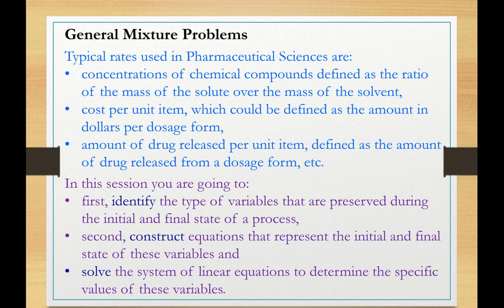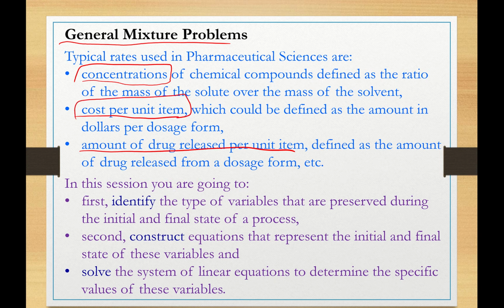Now the purpose of this slide is that I just wanted you to know that mixture problems are not only describing composition of chemical compounds. You could use mixture problems to solve problems related to pharmacoeconomics. For example, the rate could be the cost per unit item, or problems related to pharmacokinetics. And we're going to take a look at one example relating to composition and one example relating to pharmacoeconomics.